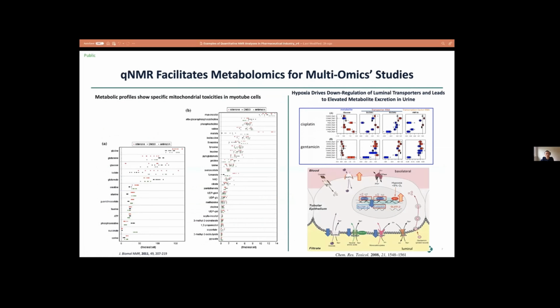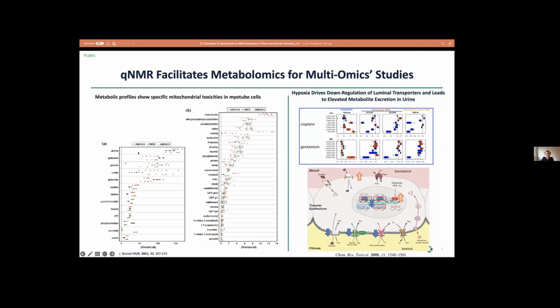So given the features of NMR and the tool we have for quantification, this example is applied to a metabolomics approach. On the left side, we use these quantitative methods. As I mentioned, we have an 800-compound library of endogenous metabolite reference spectra to identify all the endogenous metabolites.